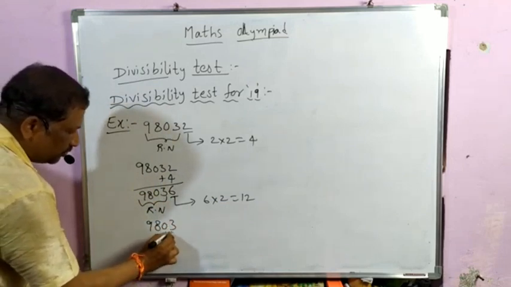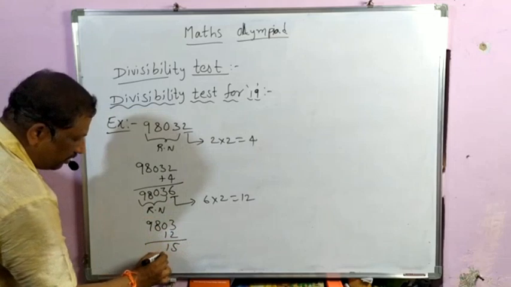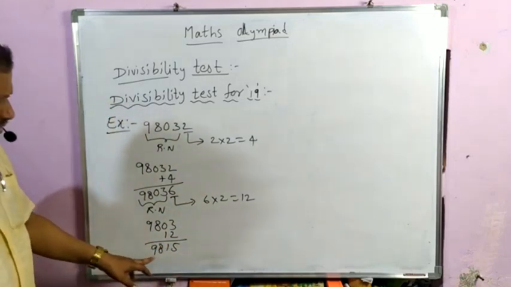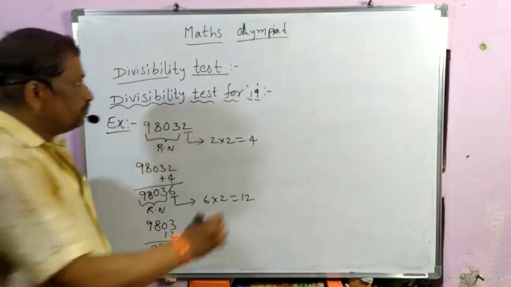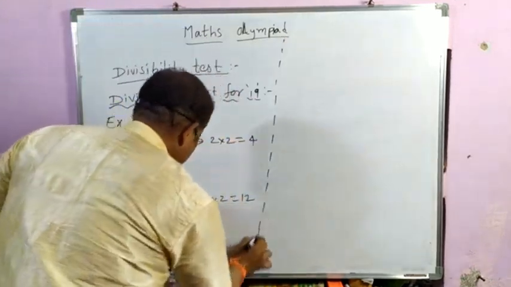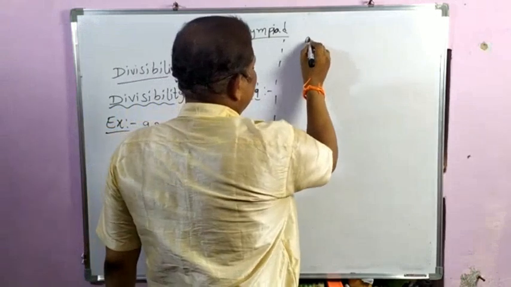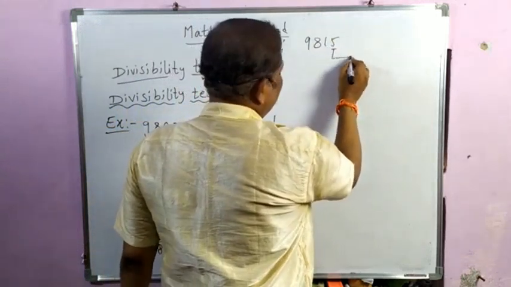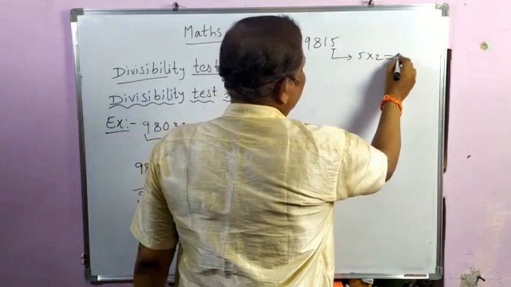9803. Add this to that one. 518. So it is still a big one. Same process you have to continue. So what is the last digit here? 5 is the last digit. In the obtained number, 5 is the last digit, and double the 5 will get 10.